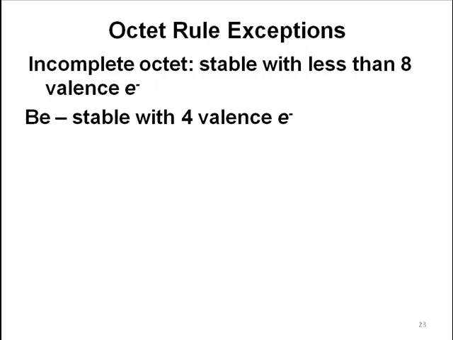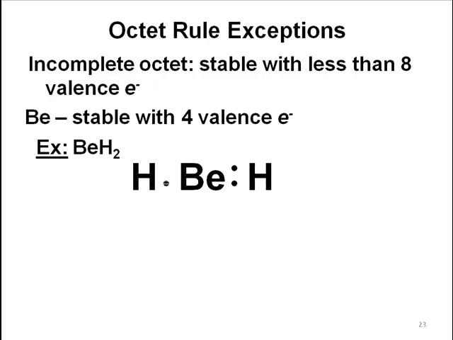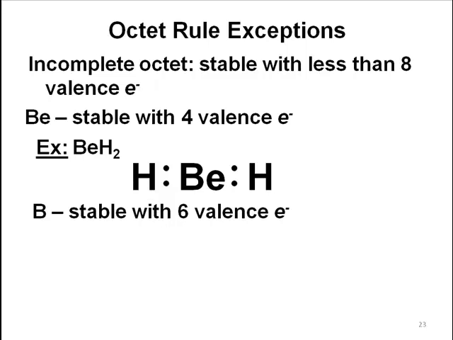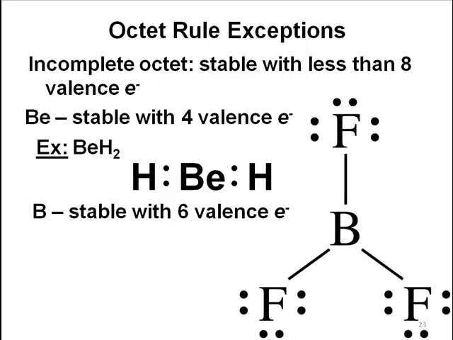Helium. Beryllium is one. Okay, beryllium. Stable with only 4 valence electrons. BeH2, for example. Boron is another one. So beryllium and boron, it's stable with 6 valence electrons. BF3 here, boron trifluoride. So beryllium and boron, you'll notice that they're really close to the helium. So they're in the exception area.